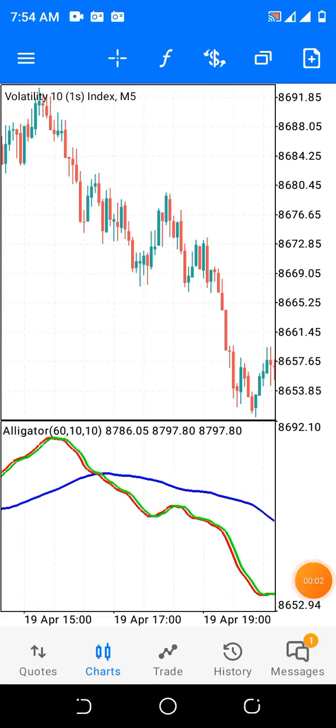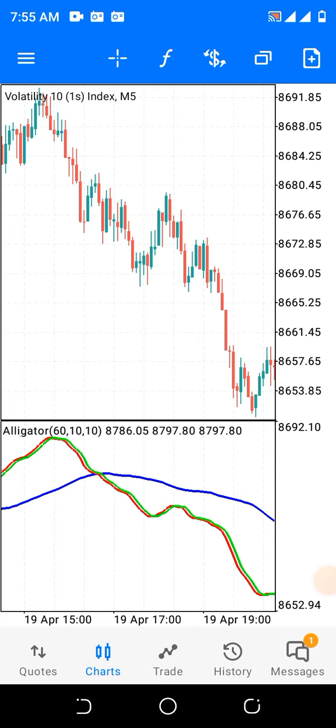You don't have any reason to blow your account any longer. This is one of the best strategies to trade Volatility 1x index on the 5 minutes time frame and record massive consistent profits. You need only one indicator, the Alligator indicator. That is the only indicator you need. With this strategy, you will know where to make your entry and where to place your stop loss.